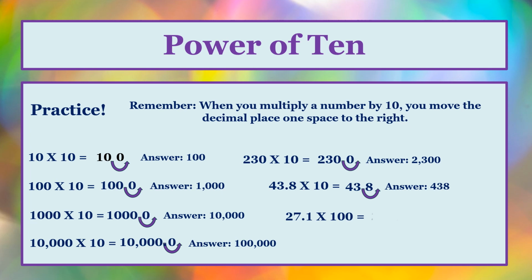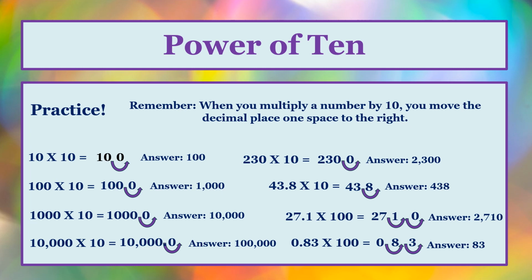27.1 times 100, so we have two decimal places we need to move it. So we're going to go 27.1. Let's move that over two spaces. If you have an empty spot there, I always say if you have an empty nest, put an egg in it. So that's going to give you 2,710. And 0.83 times 100. Now we do have a decimal place here, so we're just going to slide that decimal over, and let's move it over 1, 2, and that's going to give us 83.